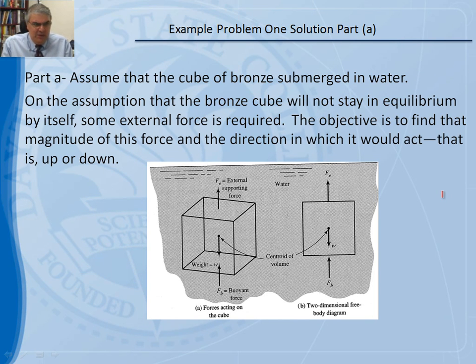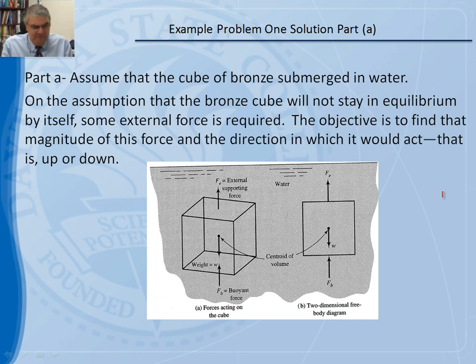So we assume that the cube of bronze is submerged in water. Remember that because we don't know if it would automatically get submerged under its own weight, or if it could not submerge under its own weight. We assume there is a force of F sub E, and we call that an external supporting force. If, after we go through our calculations, that force turns out to be 0, then we do not require any external supporting force. Otherwise, we need to have some kind of a supporting force.